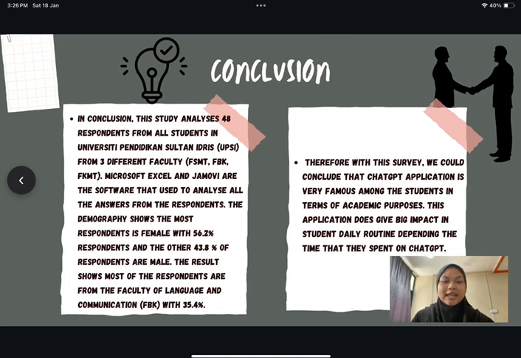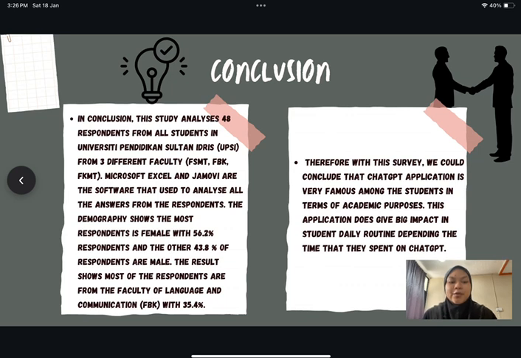In conclusion, this study analyzed 45 respondents from all students in Universiti Pendidikan Sultan Idris, who are from 3 different faculties: FSMT, FPK, and FKMT. Microsoft Excel and Jamovi are the software that we used to analyze all the answers from the respondents. The demography shows that most respondents are female with 56.2%, and the other 43.8% are male. The result shows most of the respondents are from the Faculty of Language and Communication, FPK, with 35.4%.